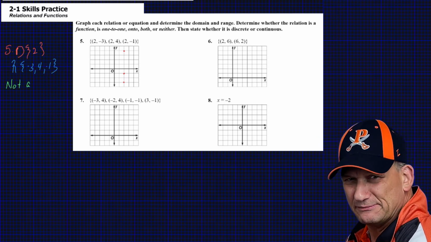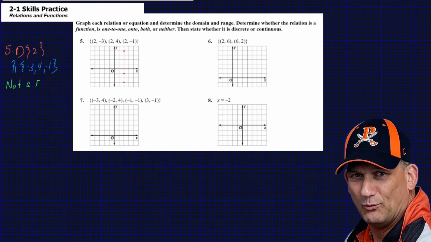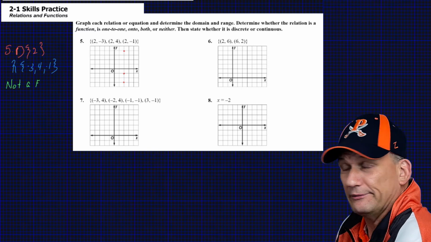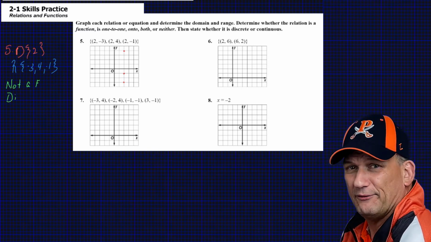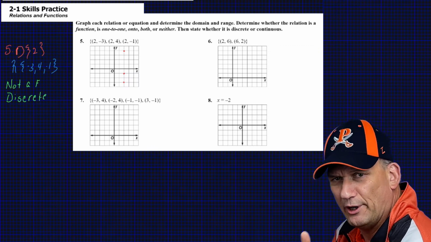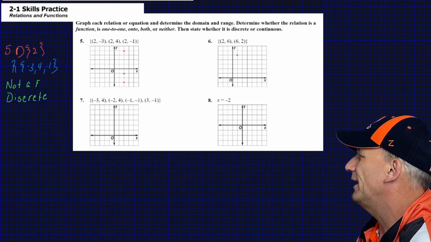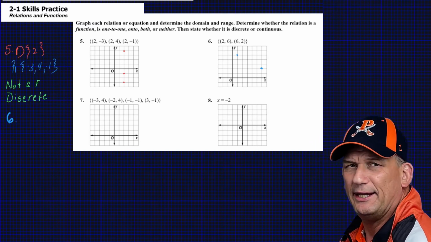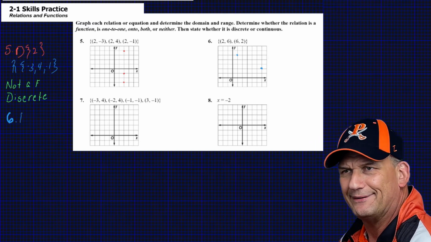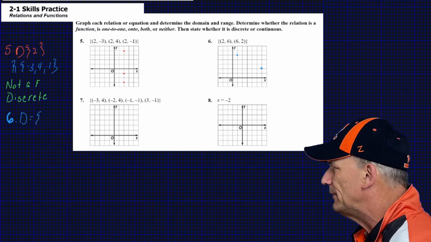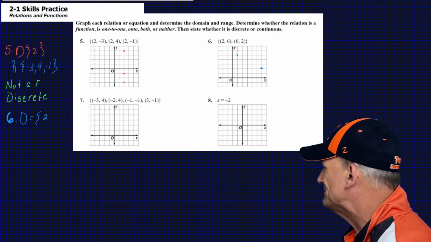Is it a function? No, it is not a function. Why? Because 2 has 3 y's here, right? -3, 4, -1. It's got 3 different y values. It can only have one unique one. So, not a function. Is it discrete or continuous? It is discrete because it stops. It does not draw a line, a continuous line. It is discrete. All right, let's move on to number 6.